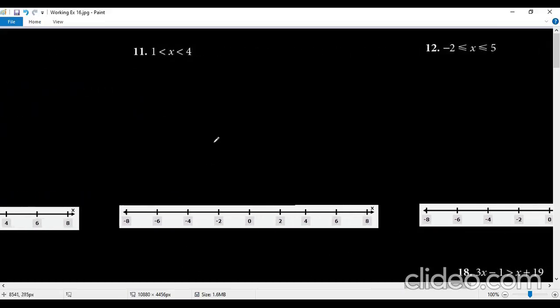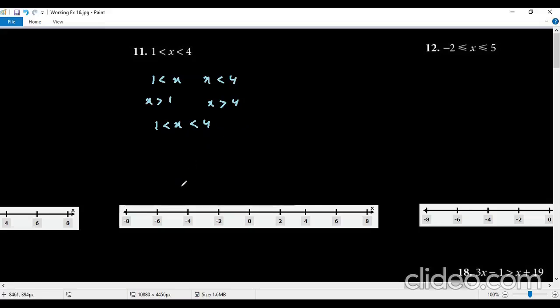Moving on to question number 11. This is having double. So there are two things, always remember: 1 less than x and x is less than 4. There are two things. So when you convert, it's going to be something like this, 1 and x is greater than 4. But once you change it the other way around, it's going to be 1, you put it here, and this is going to be less than x, and x is going to be less than 4.